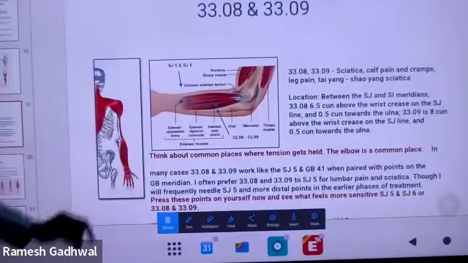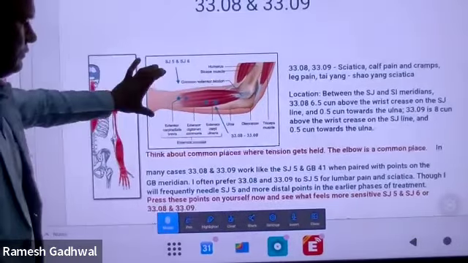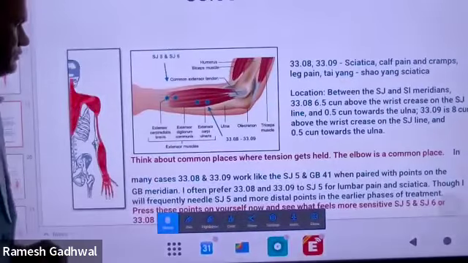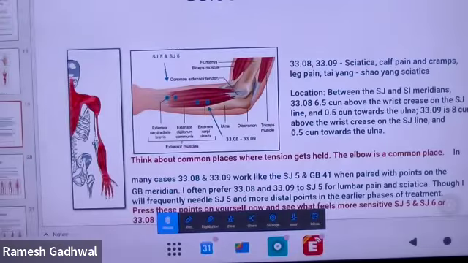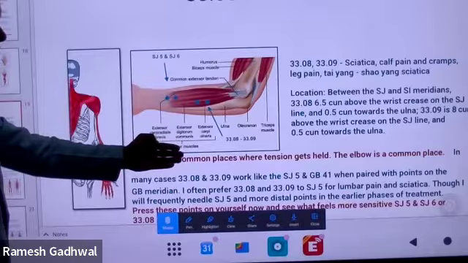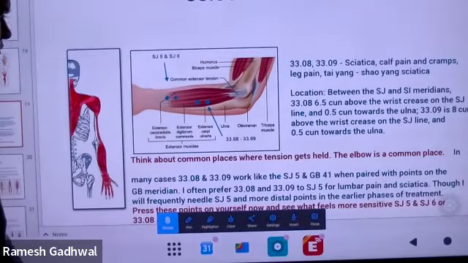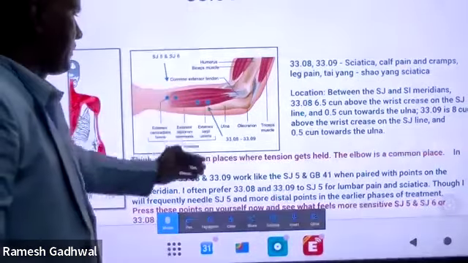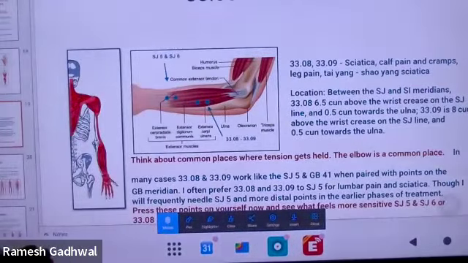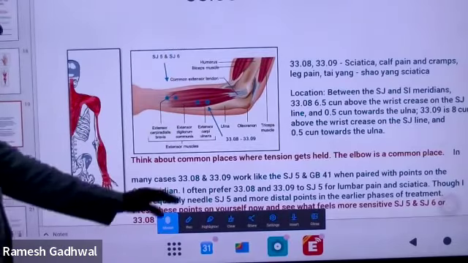Then 33.08 and 33.09, you can see the location on which muscles they are. Common extensor tendon, extensor carpi radialis, extensor digitorum, and extensor carpi ulnaris. All are on the extensor muscles. 33.08 and 9.